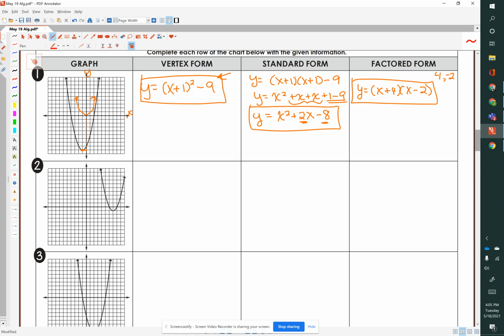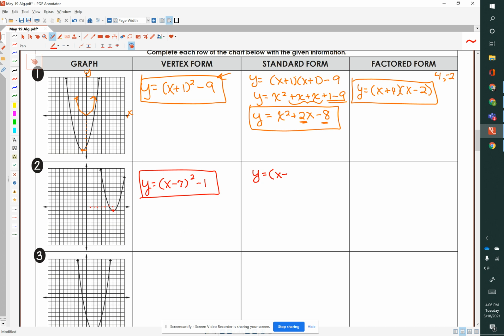It looks like the graph of y equals x squared. Remember, our parent graph is y equals x squared. It looks like it's been shifted to the right 1, 2, 3, 4, 5, 6, 7, and down 1. So that would be y equals x minus 7, because we've shifted to the right, squared, and we've shifted down 1. Let's convert that to standard form.